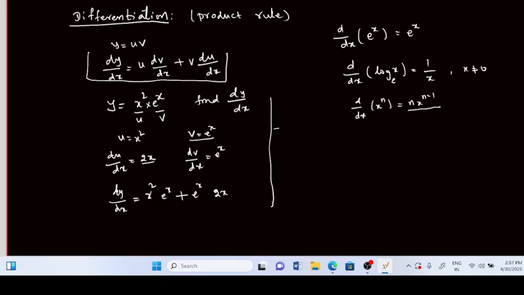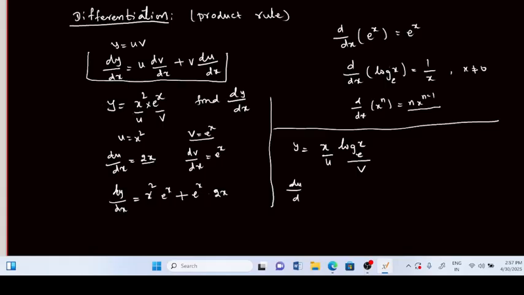So let us consider y equal to x into log x. Remember base is there. It is understood that we can write without e. So here let us consider u as x and v as log x.